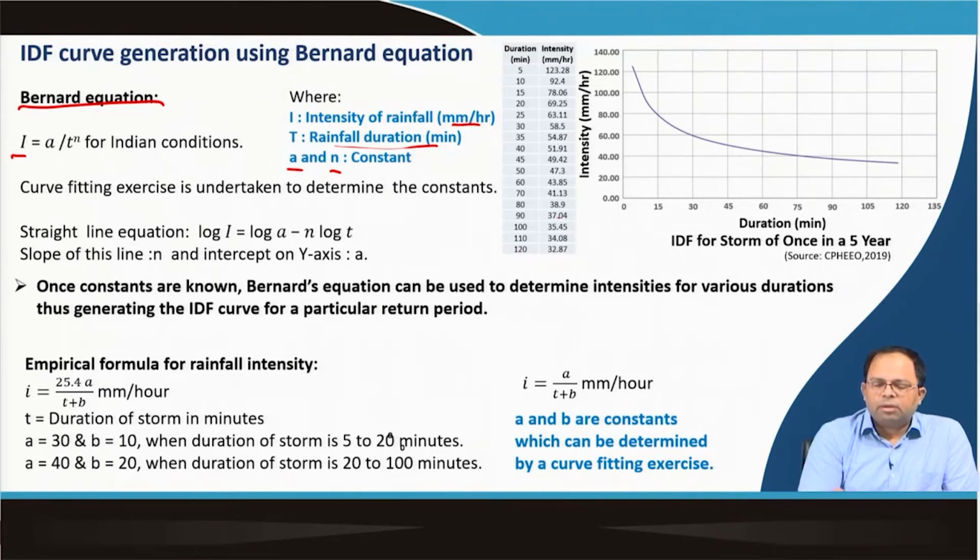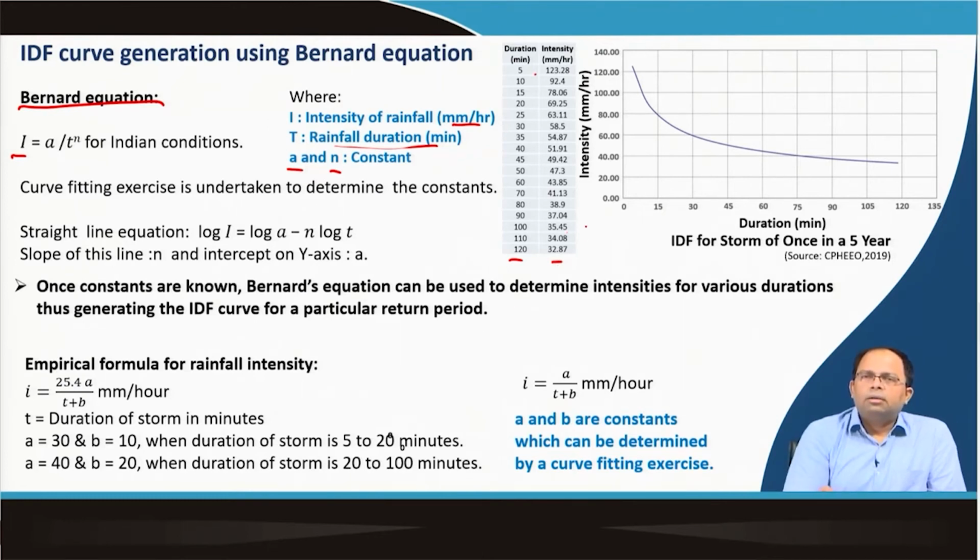For example, in this particular case the data is 5 minutes duration, intensity is 123.28 millimeter per hour, 120 minutes duration 32.87 millimeter per hour. So, this data is available based on this rainfall gauge stations data. So, once this rain gauge data from the meteorological data is available, we can fit these particular values, and we can determine the values of A and n.